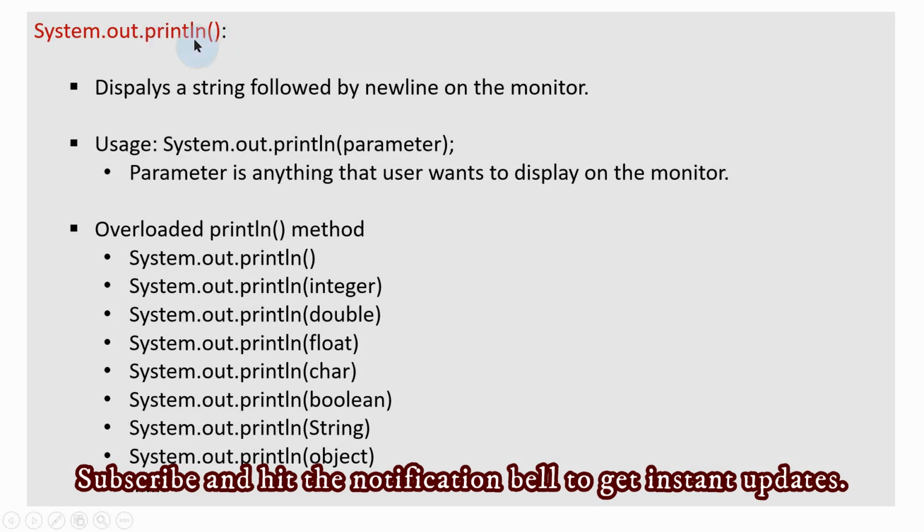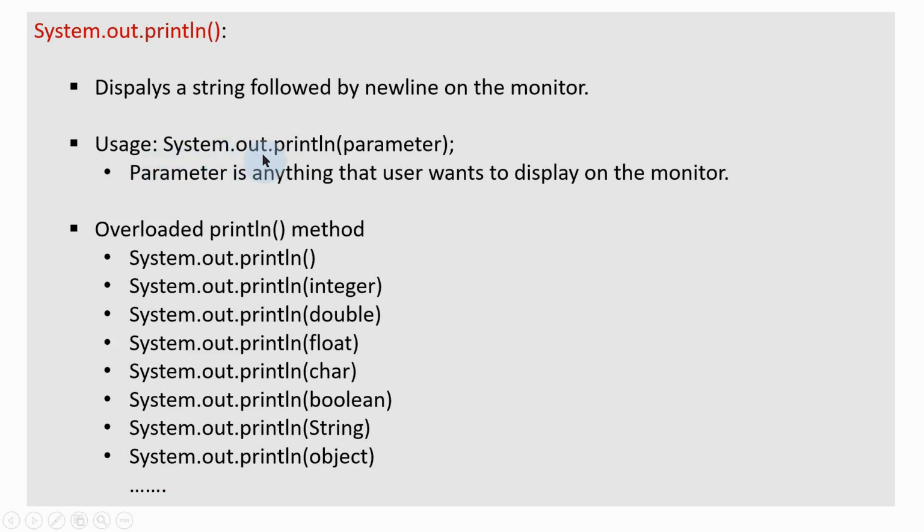This println method displays the given string on the monitor by appending a new line character at the end of that string. If you observe the usage of this println method, you will have System.out.println. In parentheses, we need to provide the parameter. So that parameter will be automatically displayed on the monitor with a new line character at the end.